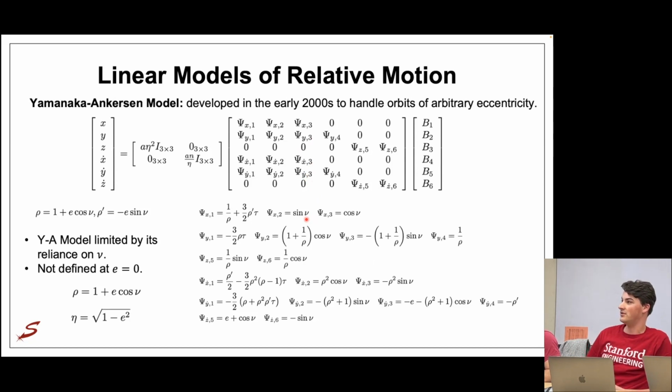A limitation of this model is that it relies on true anomaly, which is not well defined in circular orbits at e equals 0. So it would not work extremely well in that case. But I mean, it was built specifically for eccentric orbits, so that's all right.